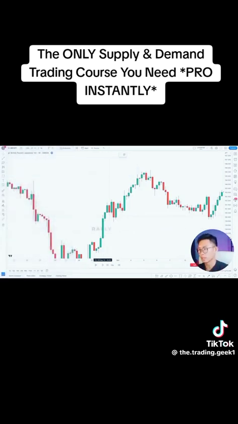Okay, the answer is this is actually rally, base, rally, because this is the up move followed by a consolidation and then another up move.